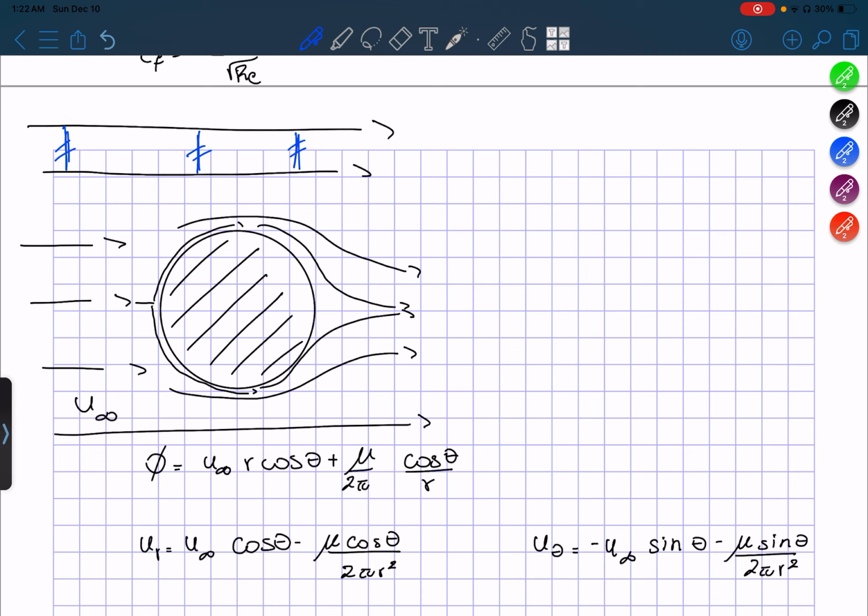However, here, the distance between these two lines is not the same as the distance between these two lines. But the problem is that we said that the material derivative of our density is equal to 0. So it's incompressible. So how is it possible that we have a smaller height? Where is all the mass going?